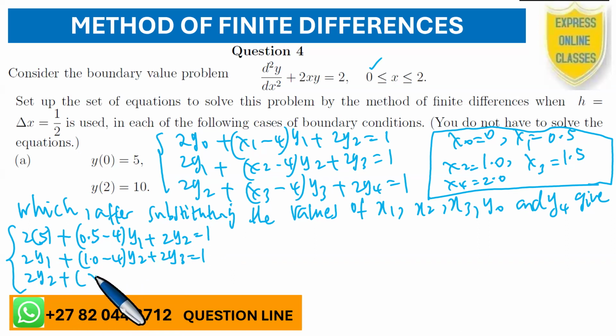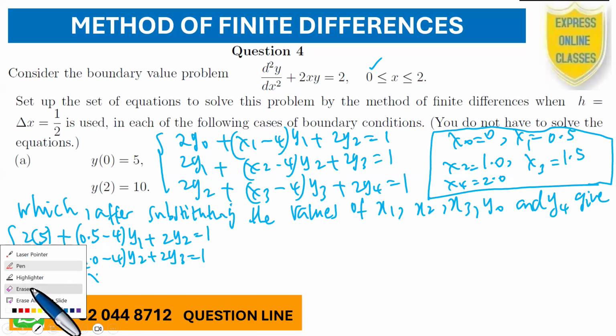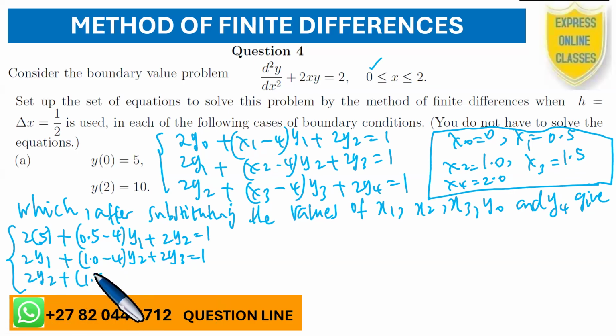x3 we know. x3 is 1.5. So we substitute. Minus, yeah, that is x3. Then we subtract 4. y3 we don't know. y4 we know, because from this there is a y0 and then y4. So we have this.